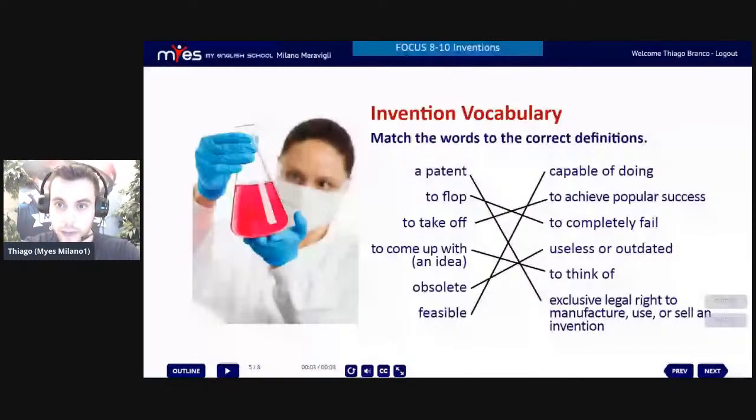Great job. So we have an example for flop. We have one for come up with, which we corrected. Take off, all right. My telephone is obsolete. I don't have the possibility to use internet. That's fine, exactly. You have an older phone. You don't have that ability.